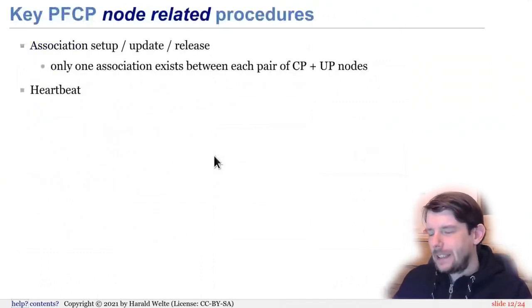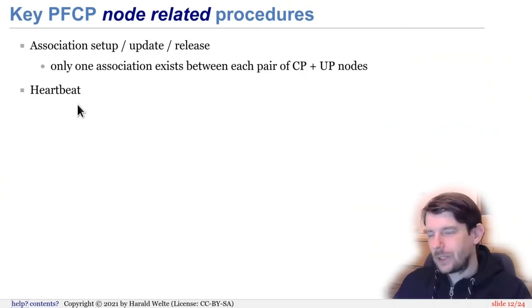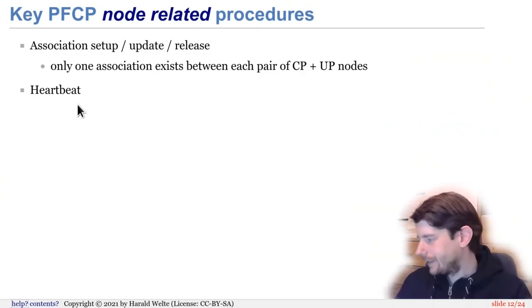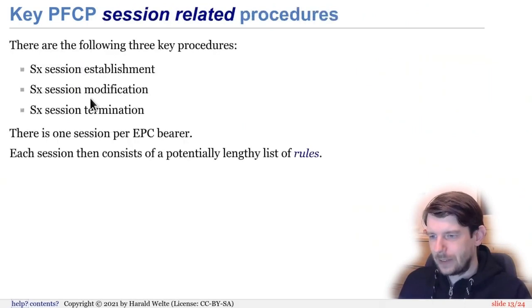So the so-called node-related procedures then consist of association setup, update, and release. As that, basically making aware those individual network elements of each other and their capabilities and load. There's also a heartbeat procedure, which is basically just a keep alive to make sure that the other end is still there. Remember, we're talking about UDP, so if we don't have a heartbeat and we don't have any signaling traffic, we have no way of knowing if the other end is still alive. And that's why there is a heartbeat procedure, so they can check each other's availability status.